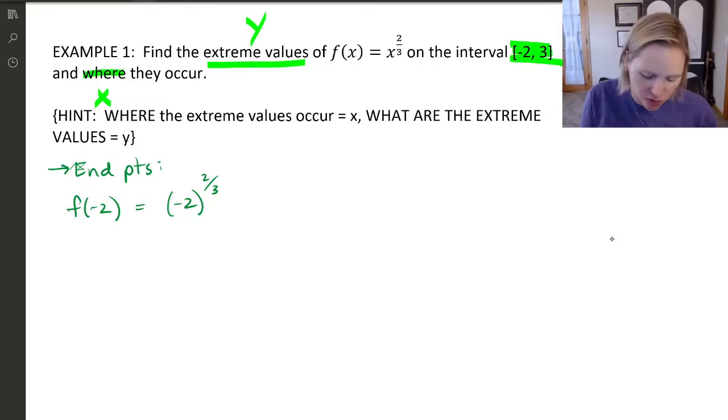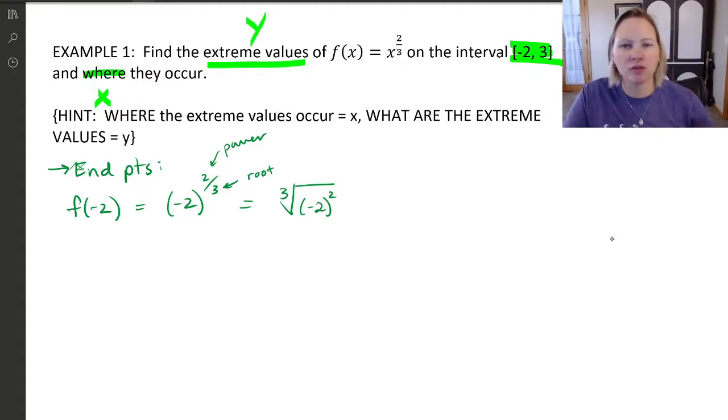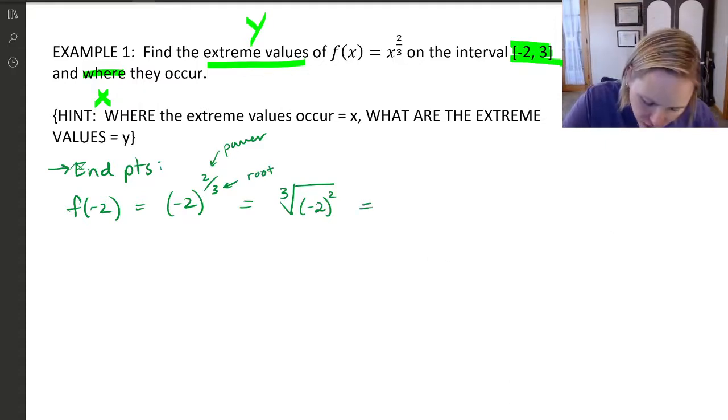So this is the process we use when we don't have a calculator that can just identify the max and the min for us. So here we go. I'm going to remember that I can rewrite this as the cube root of -2 squared. So remember, this is a power, and this bottom number is my root, if you are a little fuzzy on those rational exponents. I'm going to simplify this one more time, and I'm going to get the cube root of 4. So then I'm going to do the same thing with f of 3.